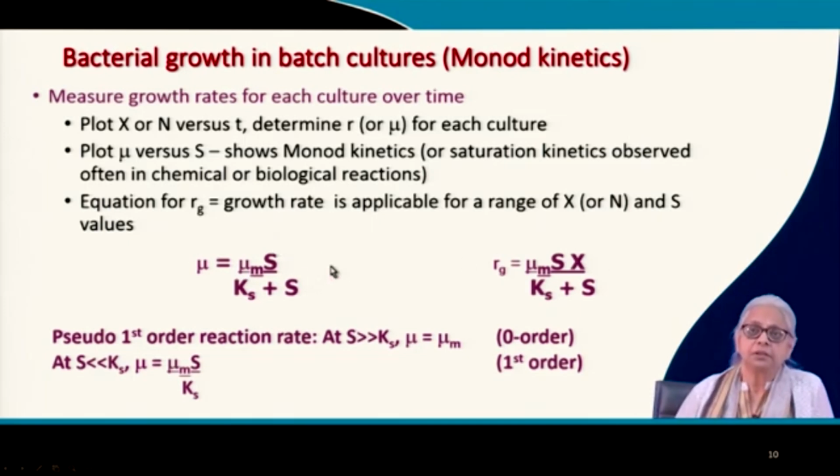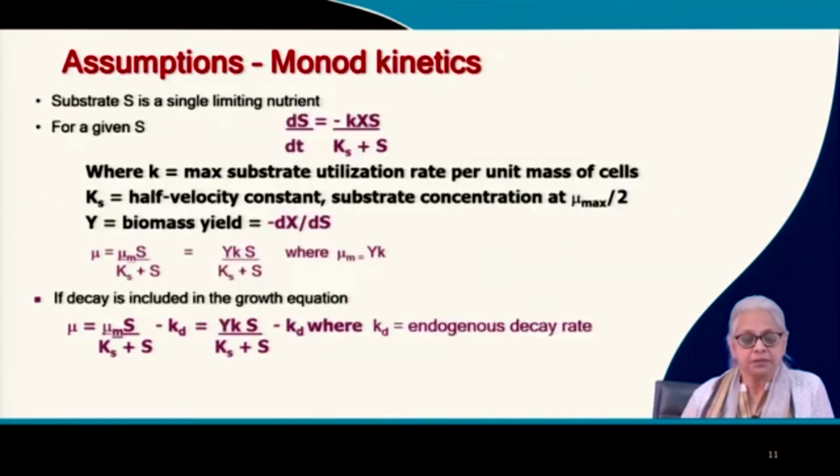Now we need another parameter to relate substrate to biomass. So what is the relationship between substrate and biomass? That is given by what we call yield. So biomass yield describes the relationship between biomass and substrate. So we have minus dX/dS, which tells us the biomass yield, and it also gives us a relationship between biomass and substrate concentration.